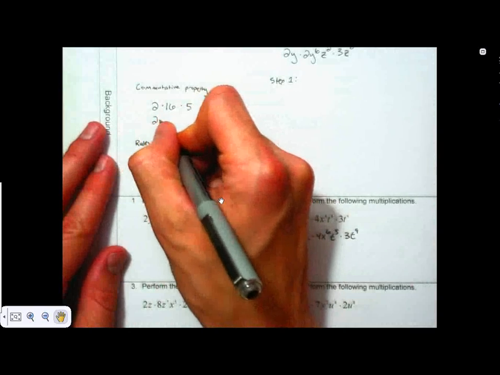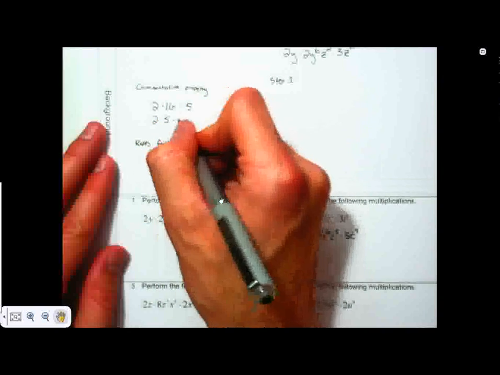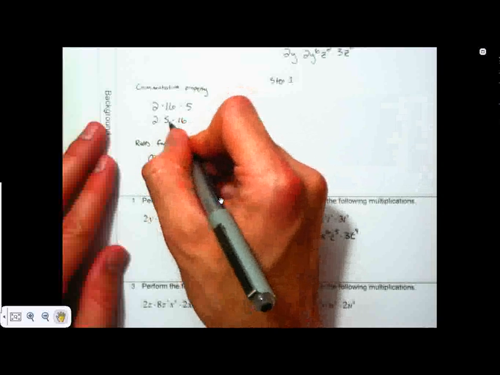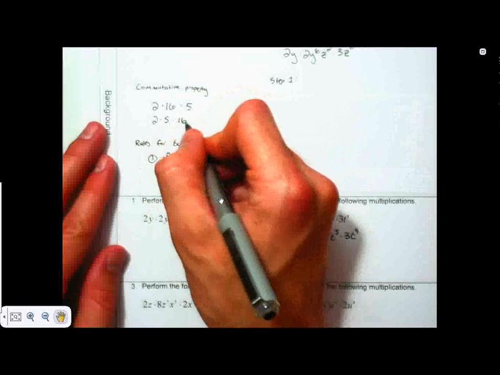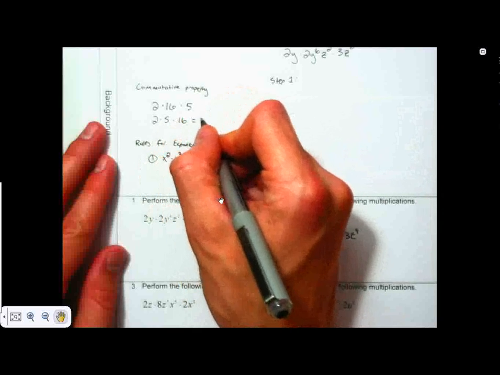So you'd end up with 2 times 5 times 16. Well, 2 times 5 is 10. 10 times 16 is 160. So notice that once I could make 10, then multiplying anything by 10 is something that I can readily do.